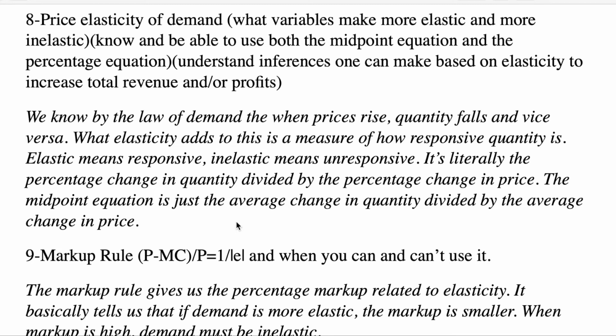It gives us the average change. So it's like Q2 minus Q1 divided by average quantity, over P2 minus P1 divided by the average price. That's just the midpoint formula.